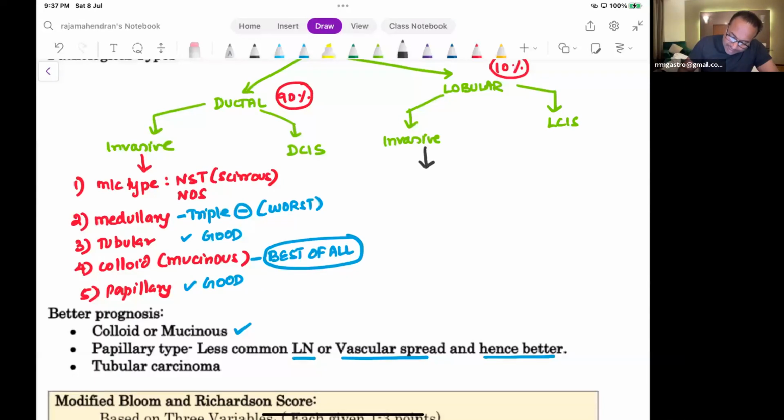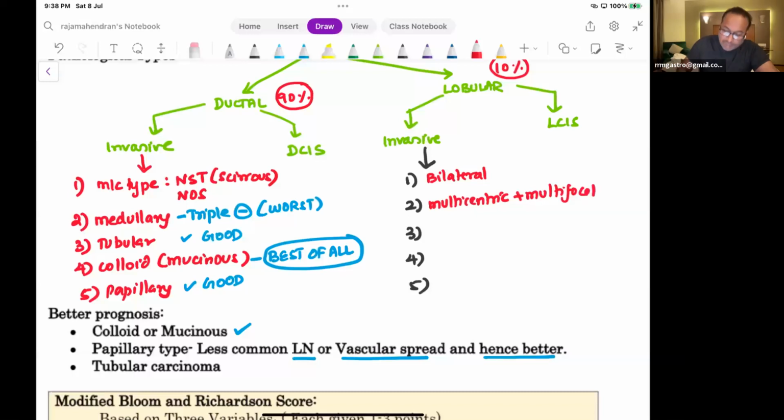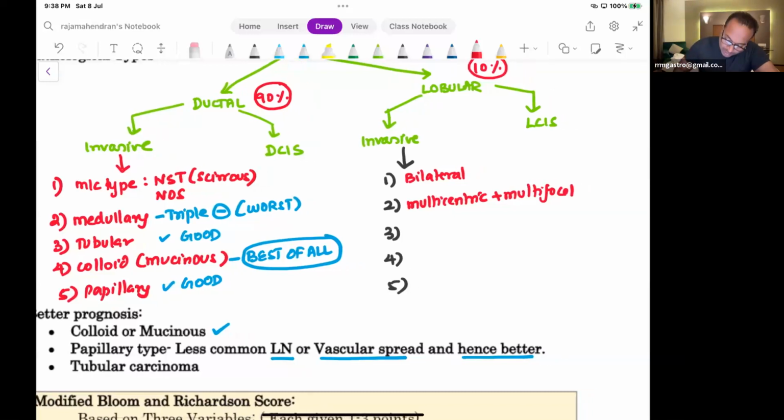Coming to invasive lobular cancer, I want you to remember 5 points. Actually, lobular cancer details are removed in New Bailey, but for completion's sake, I am telling this. It is bilateral. Please remember, lobular cancer is bilateral. It is multicentric and multifocal.